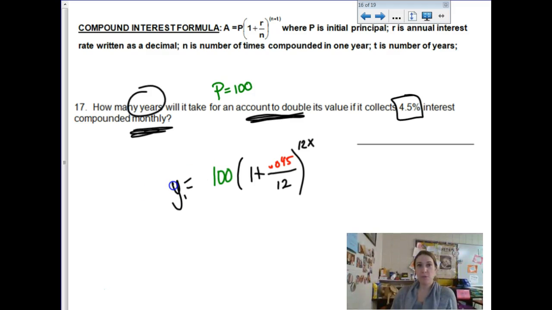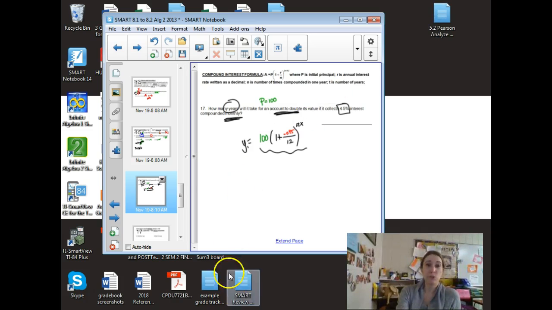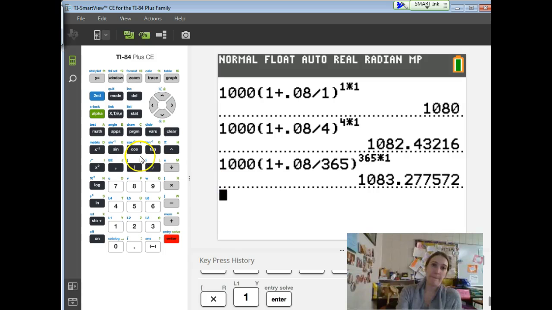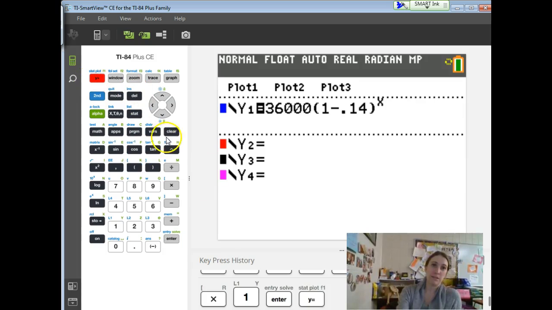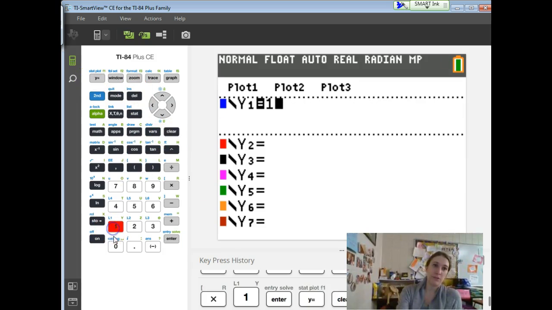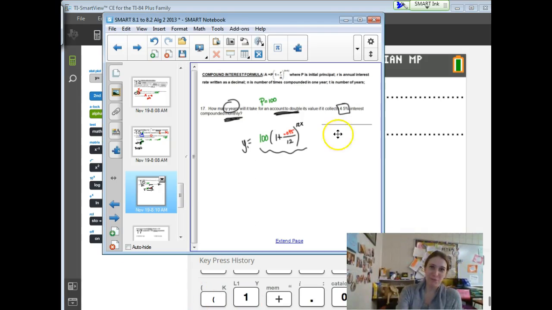So I'm going to type this into y1, and I'm going to figure out when my money doubled. So if I invested $100, I'm going to be looking for a target value of $200. I forgot what it was. 4, 5. Got it.